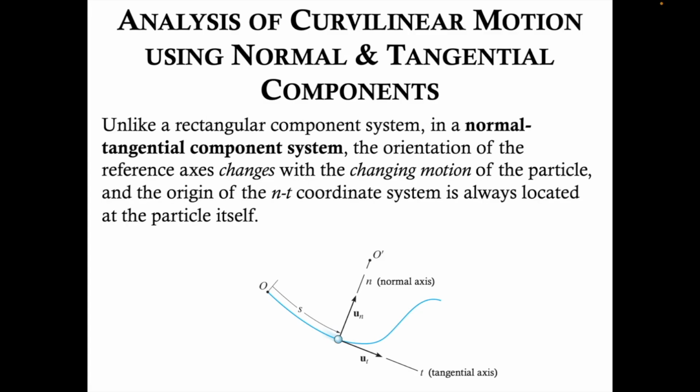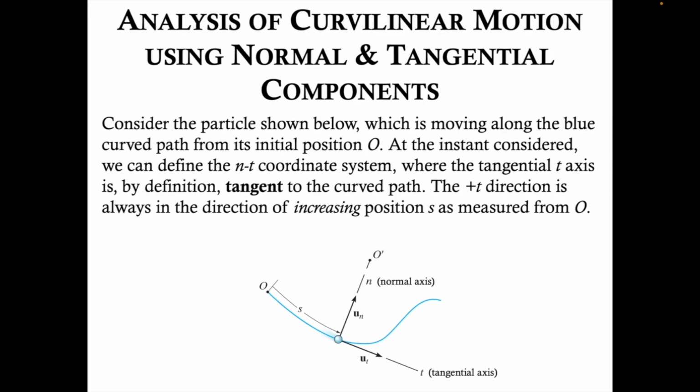Unlike a rectangular component system, which is an x-y or x-y-z component system, in a normal tangential component system, the orientation of the reference axes changes with the changing motion of the particle, and the origin of the n-t coordinate system is always located at the particle itself. So considering this particle, which is moving along the blue curved path from its initial position O, at the instant considered, we can define the n-t coordinate system, where the tangential t-axis is, by definition, tangent to the curved path. The positive t direction is always in the direction of increasing position s as measured from O.